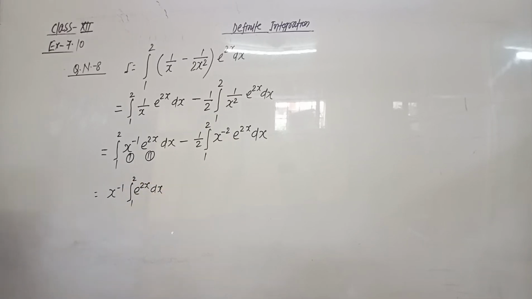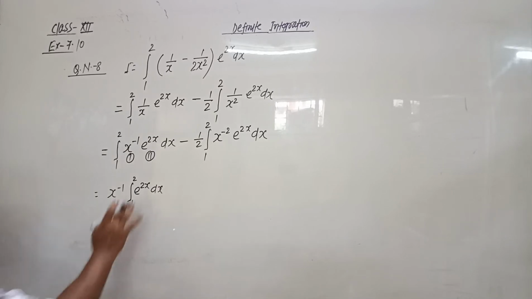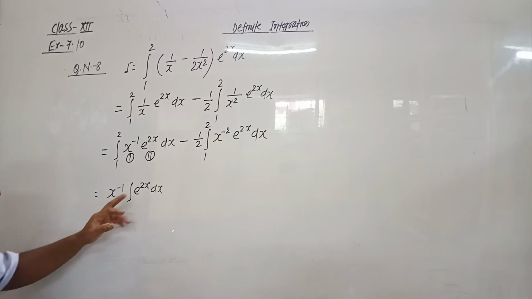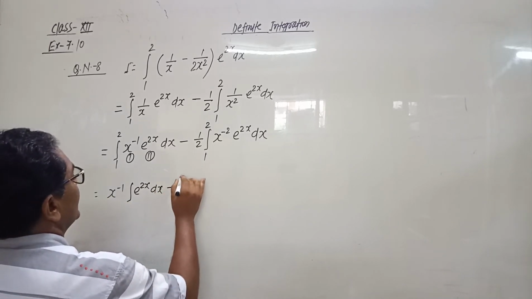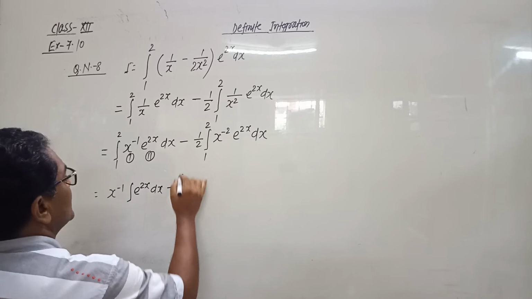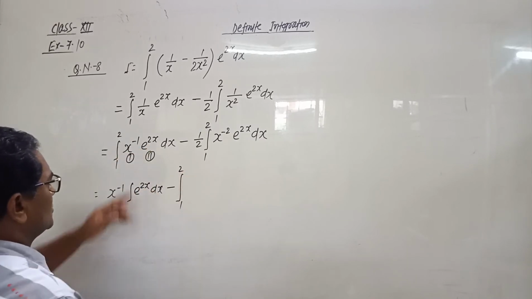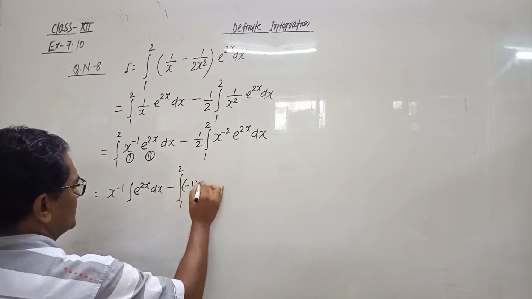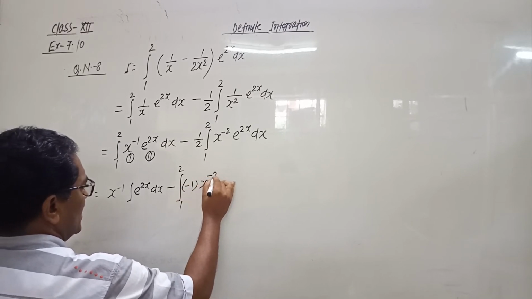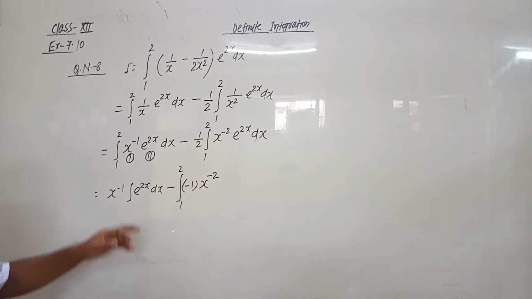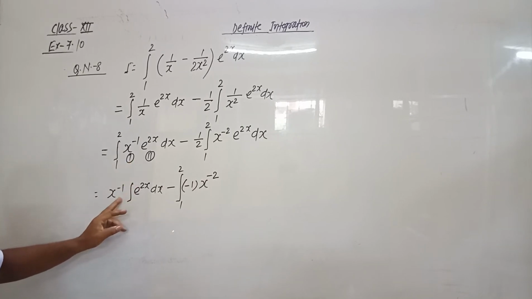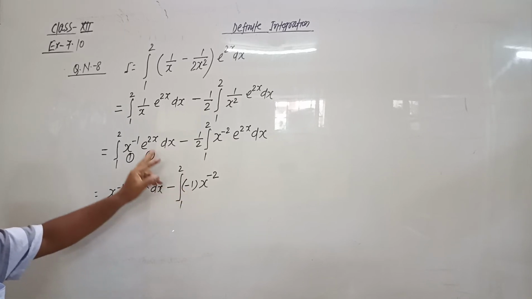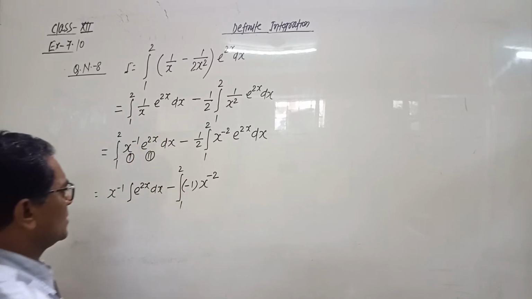First function into integration of second function. Finally, we will put the limit minus integration of differentiation of first. So differentiation of x raised to the power minus 1 gives minus 1 into x raised to the power minus 2. So first function into integration of second, minus integration of differentiation of first into integration of second.